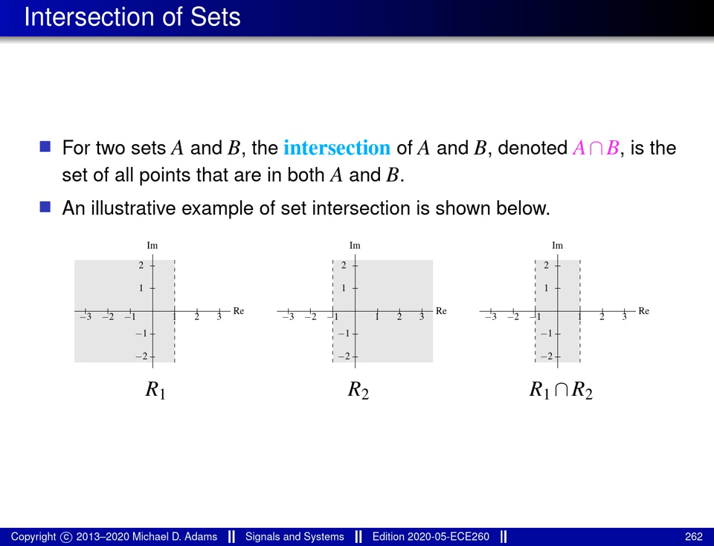Next, I need to define the intersection of sets. For two sets A and B, the intersection of A and B, which is denoted as A cap B, is the set of all points that are in both A and B. An example of set intersection is shown in the figures at the bottom of the slide. For the sets R1 and R2 shown in the leftmost and middle figures, the intersection of R1 and R2 is the set shown in the rightmost figure. Observe that the points in the intersection of R1 and R2 are all of the points that are in common to both R1 and R2.